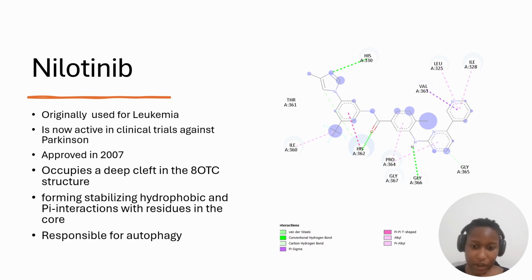And here you could see that a lot of these residues are present when we talk about nilotinib, and there are a lot of these hydrogen bonds, so polar groups, and some of the aromatic groups, which are very strong for hydrophobic bonds. About nilotinib, again, it is used for leukemia, but there are clinical trials right now, second stage, for Parkinson's.